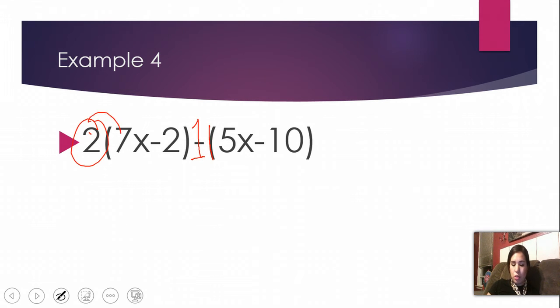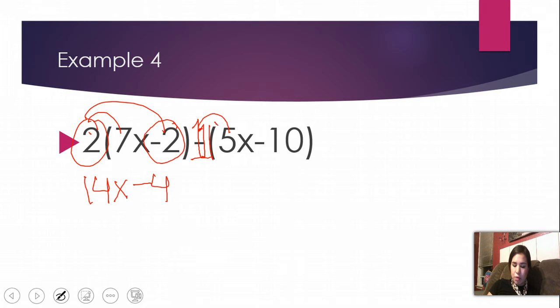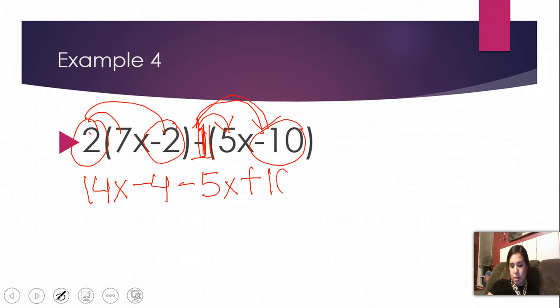So I distribute first my 2. So 2 times 7x gives me 14x. And then 2 times a negative 2, because I take the sign of what's in front, would be negative 4. Okay, so now multiplying a negative 1 times 5x and a negative 1 times a negative 10. So negative 1 times a positive 5x gives me a negative 5x. And then this negative 1 that's in front times a negative 10 is going to give me a positive 10.